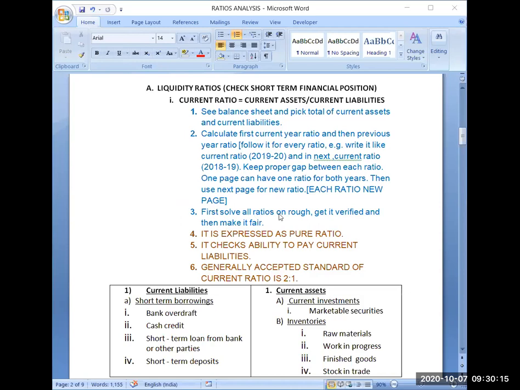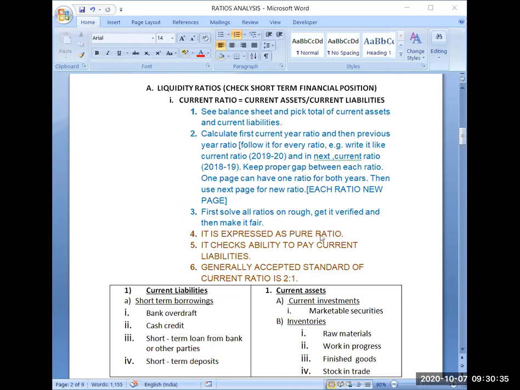First solve all ratios in rough and get it verified, and then make it fair. So whatever ratio you are calculating, first calculate it in rough, then get it verified from me, and when I verify that yes, it is correct, only then will you write it in fair.